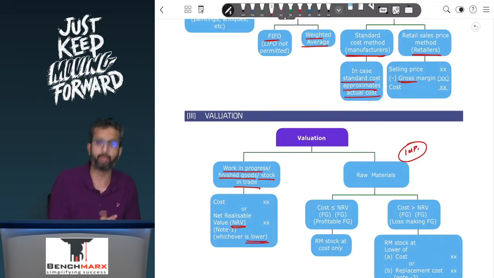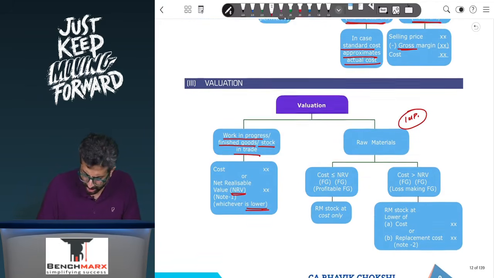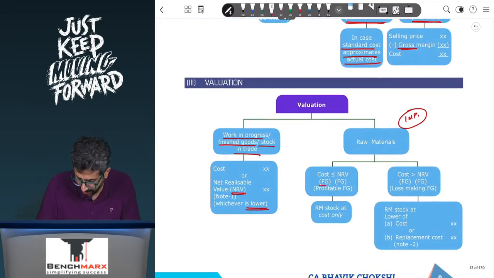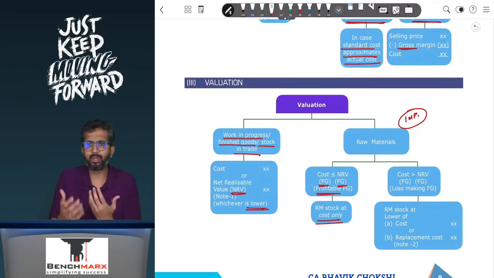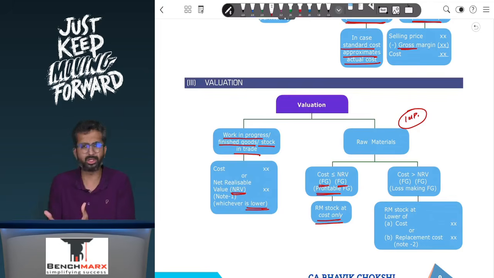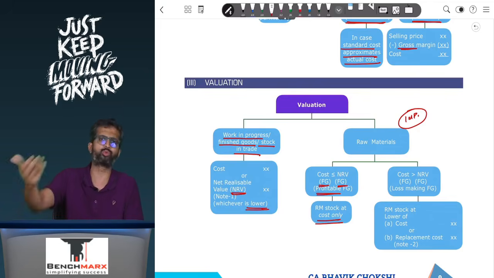Perfect. So raw material stock should ideally be valued at cost only in general, provided these raw materials are going to be used in a profitable finished good. So over here, when I look at raw materials, if the cost of the finished goods is less than the NRV of the finished goods, that is, the finished goods are profitable, then the raw material stock will be measured at cost only. Why? Because if the finished good is profitable, then the raw material that I have is in all likelihood going to be used to make that finished good.